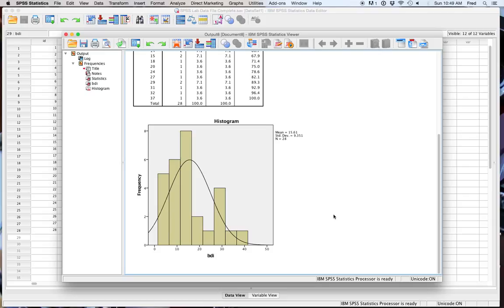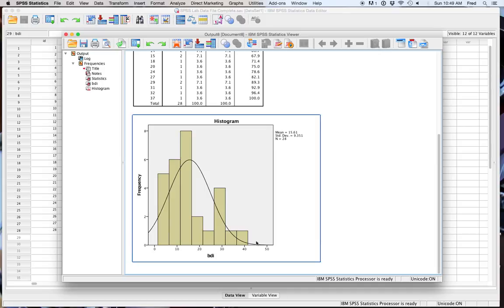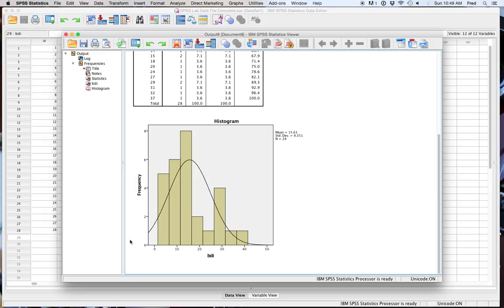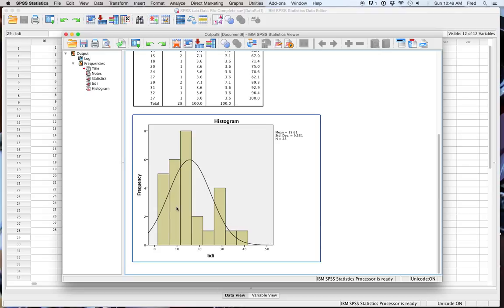So it's not ideal. We want it to be normally distributed ideally, but in this case there's a slight positive skew. Okay, but nothing looks out of the ordinary. We don't have a Beck score of, say, 200 or -5, both of which are impossible on this scale. So we know that at least our data are valid from that standpoint.